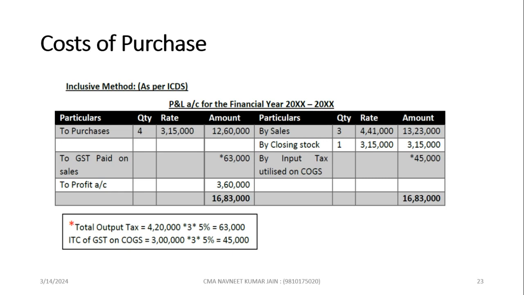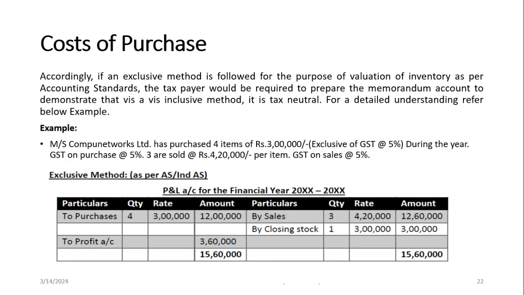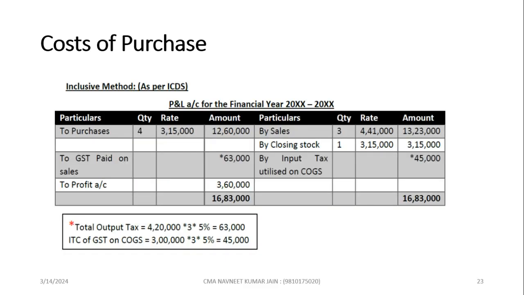Now coming to the valuation of closing stock. Unlike the earlier method, since here we are valuing all the inputs and outputs inclusive of tax, the closing stock will also be valued inclusive of tax. In the earlier method, we valued the closing stock at 3 lakh rupees. Here we will value it at a cost of 3 lakh rupees plus 5% tax, that would be 3,15,000.